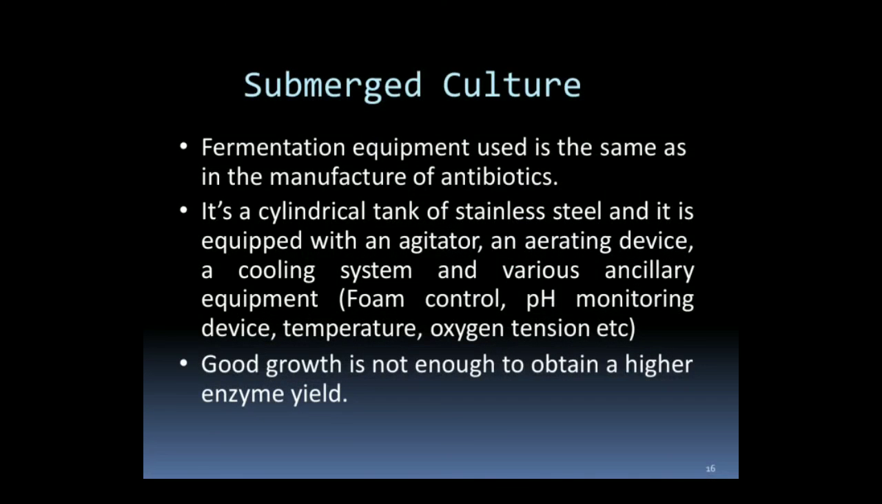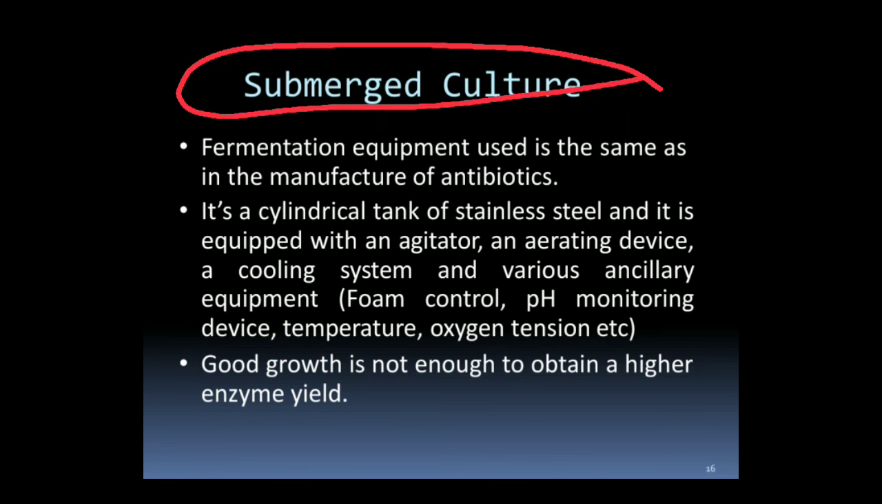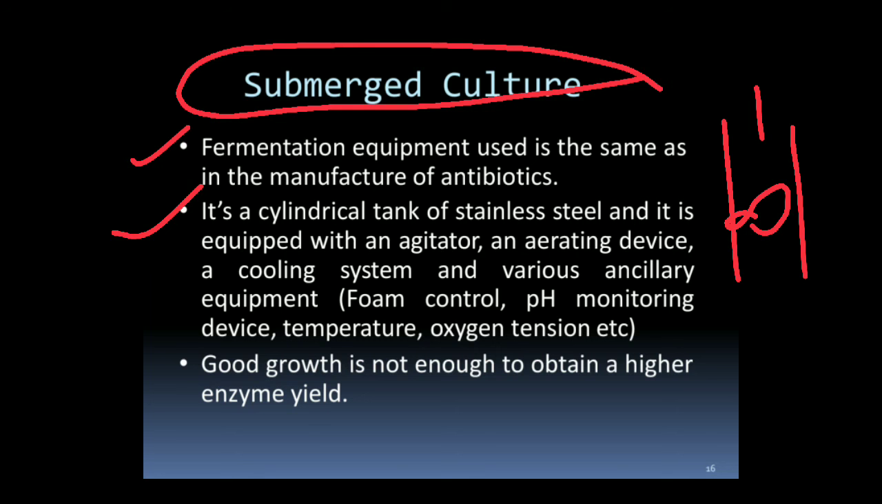The next culture technique is submerged culture. Okay. In this, the fermentation equipment used is the same as in the manufacture of antibiotics. It is a cylindrical tank of stainless steel equipped with an agitator and an aerating device. This is basically a fermenter, with a cooling system and various ancillaries, that is, foam control and pH monitoring devices. Temperature and oxygen tension are all controlled by different types of ancillary equipment.